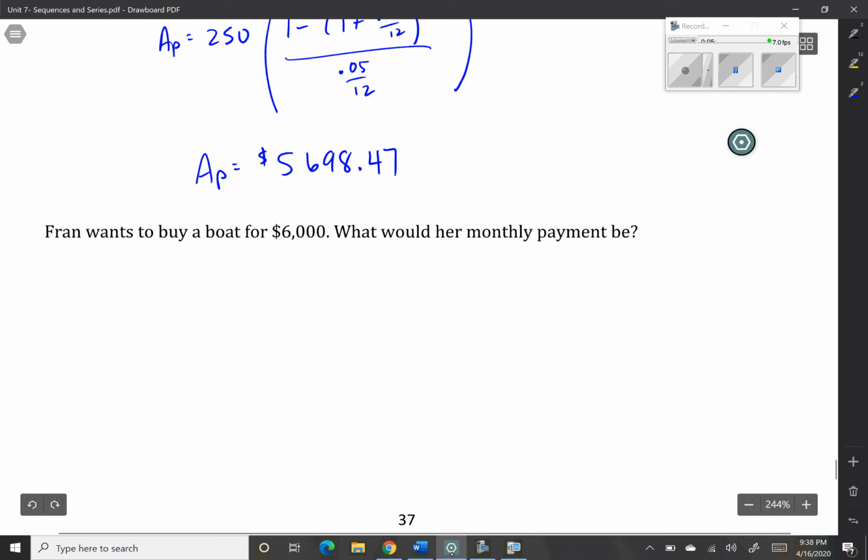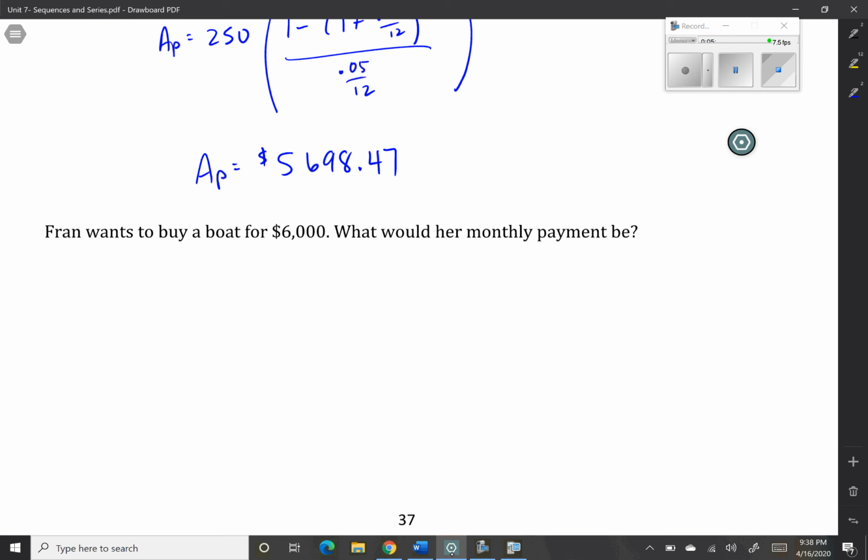So what happens if Fran wants to buy a boat that's more than that amount of money? There are two things that she can do. She can either pay the difference. So she could say, well, the bank's going to loan me $5,698, so I can come up with the remaining value of $302 around there.